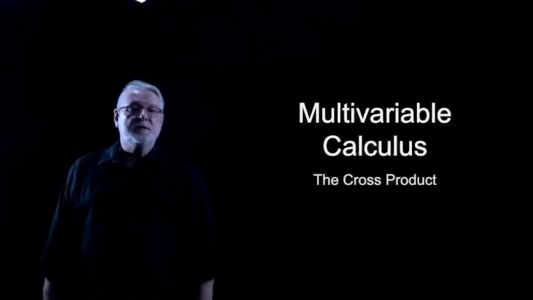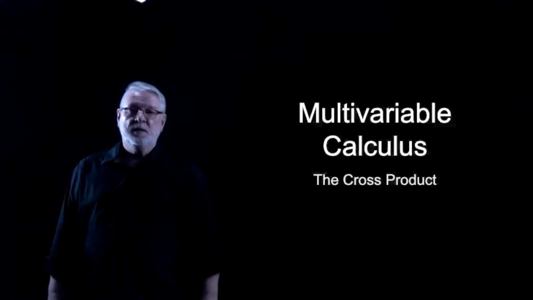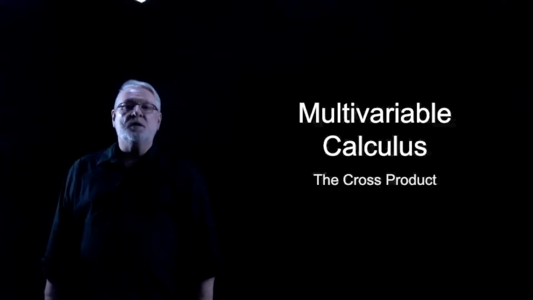Welcome back to our series on multivariable calculus. In this episode, we're going to talk about the cross product. The cross product is the second of two ways to multiply vectors. The first was the dot product, sometimes called the scalar product, and today we're going to talk about the cross product, often called the vector product. And the reason why is the cross product produces a new vector.